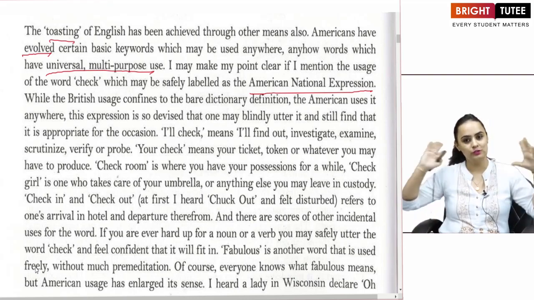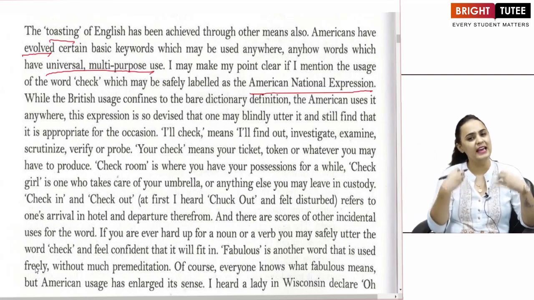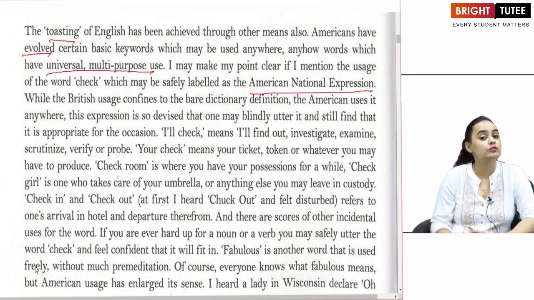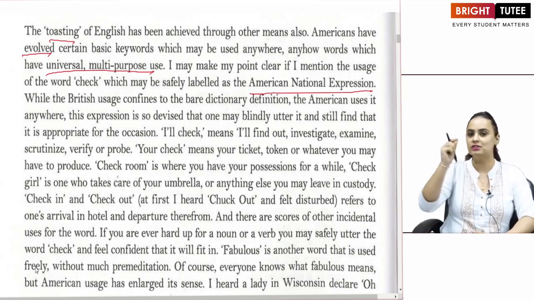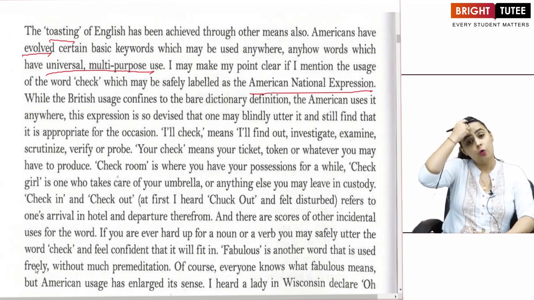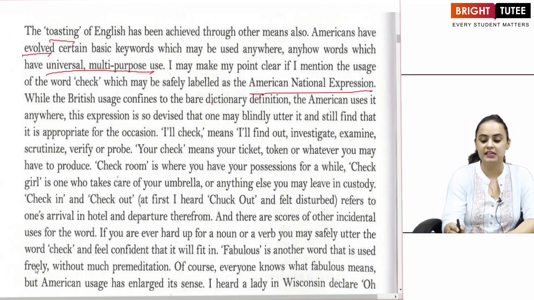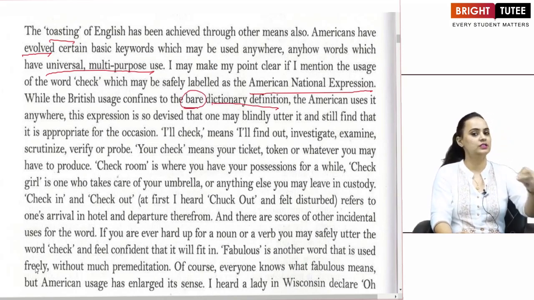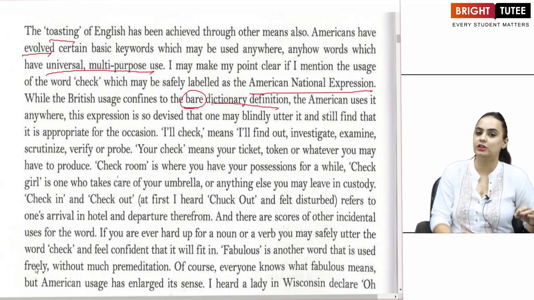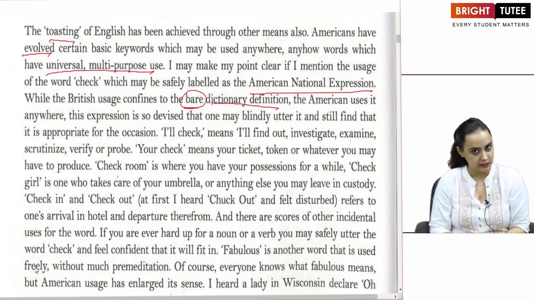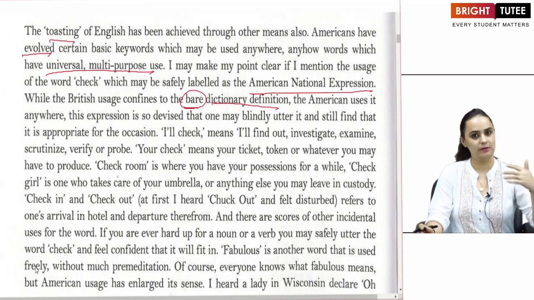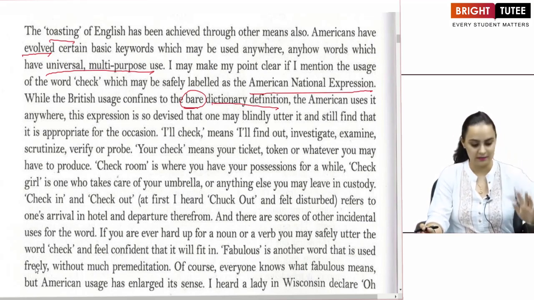It is used in America by almost anyone and everyone, while the British usage confines to the bare dictionary meaning. So, the Britishers use the word check only according to its dictionary definition. Bare means only. So the Britishers use the word only according to the meaning which is written in the dictionary. The American uses it anywhere.